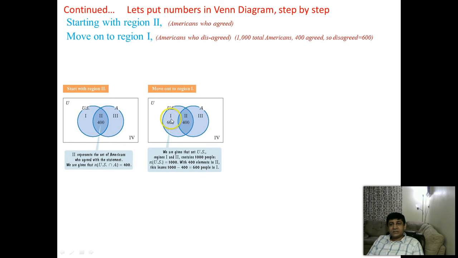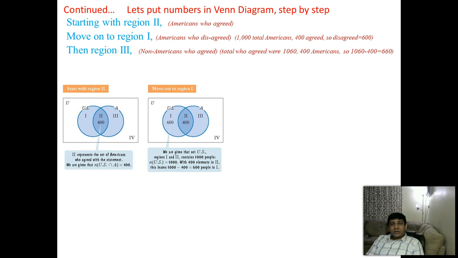Okay, so this is region 1, which represents those Americans who did not agree with the statement. Now let's move on to region 3 here. Region 3 is this one here. Remember that this is the American region. When we are in this region, that's non-Americans, but since it is in A, this is non-Americans who agreed. Region 3 is non-Americans who agreed.